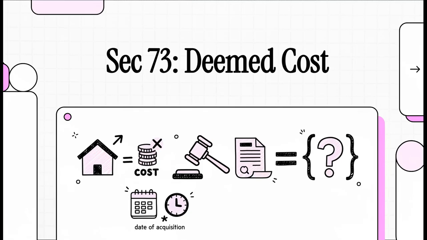Welcome to The Explainer. Today we are diving deep into a really crucial concept in capital gains, something every tax professional absolutely has to get their head around. We're talking about the deemed cost of acquisition, specifically under Section 73 of the new Income Tax Act, 2025.